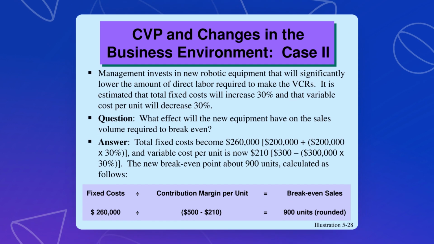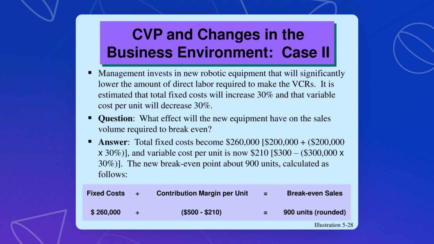Management invests in a robotic industry that will significantly lower the amount of direct labor. Direct labor fixed cost will increase because you have robotic preventive maintenance. But the variable cost per unit will decrease by 30%. What will be the effect of this one? Equipment. Fixed costs will increase because of the robotic or preventive maintenance.